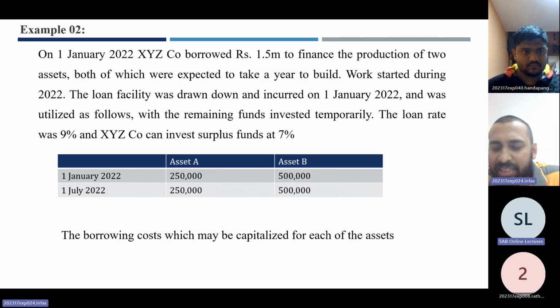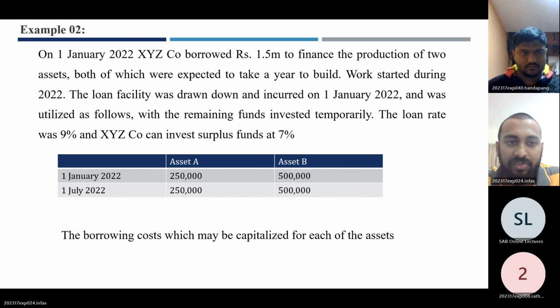And this example will be explained by Udayanga. Udayanga, are you there?